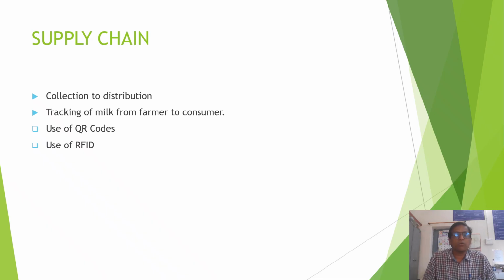So up to distribution, up to packaging, this supply chain involves new technology everywhere, and particular ICT tools are used, particularly for tracking of milk from the farmer to consumers. Use of QR codes, that is quick response codes, is frequent among milk producers and farmers nowadays. Along with this, RFID, that is radio frequency identification tools, also play an important role in the supply chain of milk transportation.